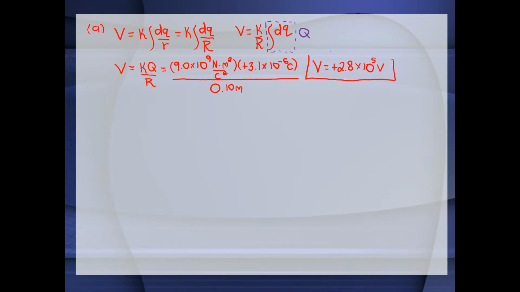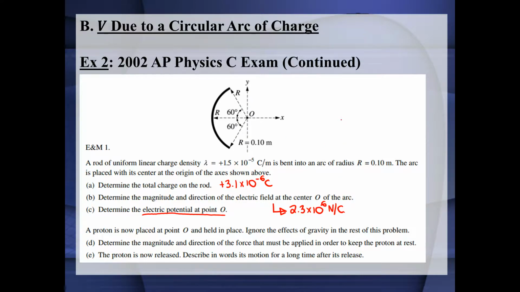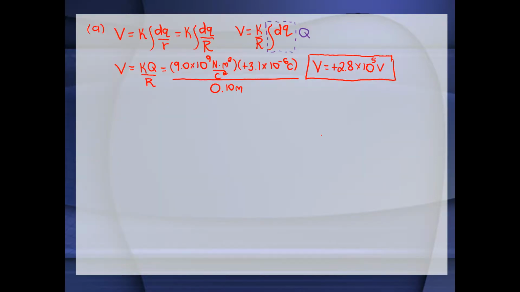Now that positive doesn't mean the electric potential is towards the right or up, because it doesn't have a direction. What the positive basically means is that if you started at infinity and you made your way all the way over to point O here, you would be working against the electric field. Okay, that's what the positive electric potential physically represents.